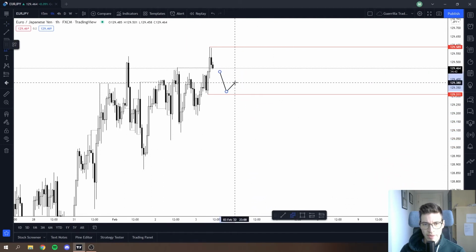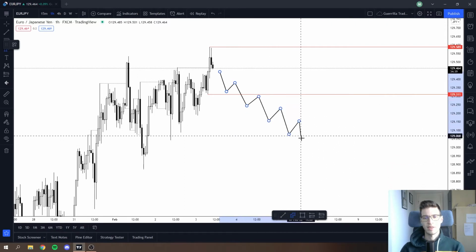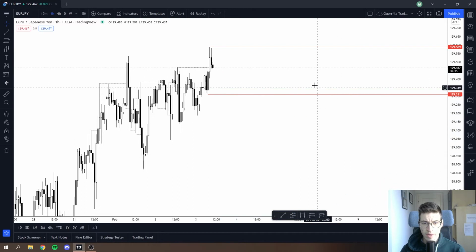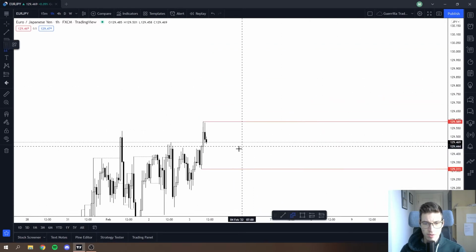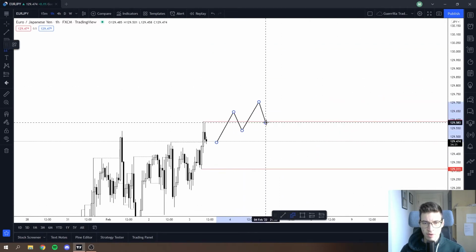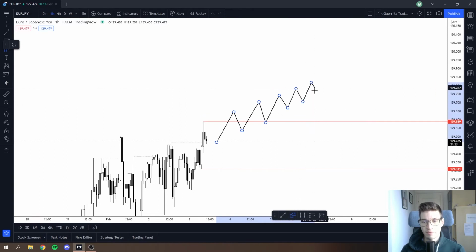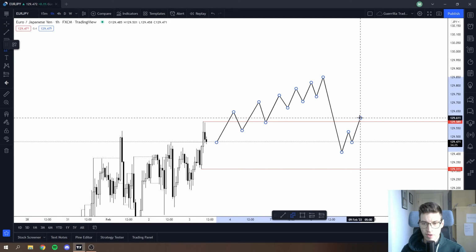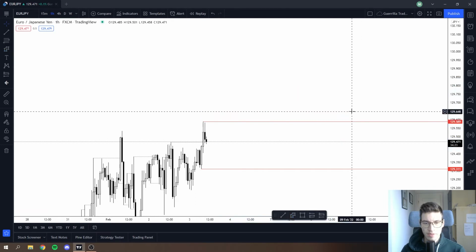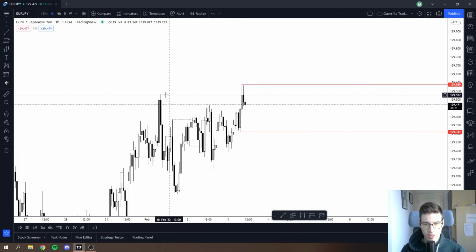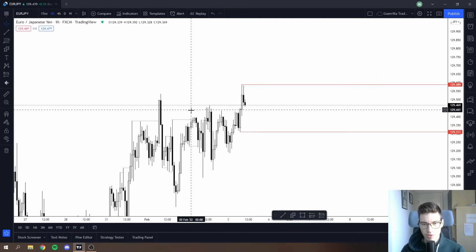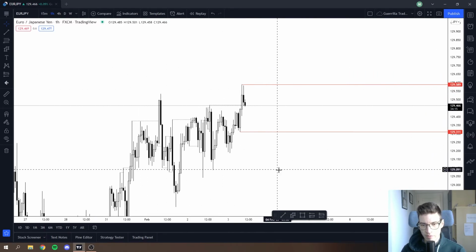Or if we get a nice clean descending structure, I would look for an impulse to the upside and a long flag. So a long trade or a buy. Or I would look for a really clean ascending structure, then an impulse to the downside and a short flag trade. But it needs to be clean price action because this is just very messy and it looks bad, so not showing me any momentum.